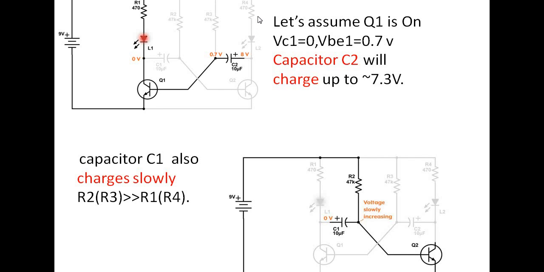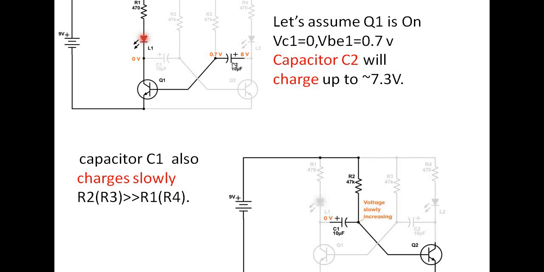If the current is approximately 0, approximately the same amount of voltage will be reflected here, right? Instead of 9 we have taken 8 because of some drop across the 470 and LED. Because of the reverse saturation current, some amount of voltage will be dropped across the 470 and LED. That's why we have reduced this 9 volts to 8 volts.